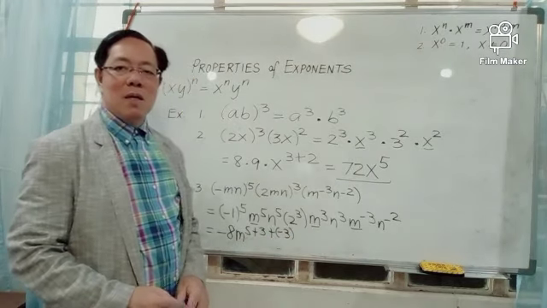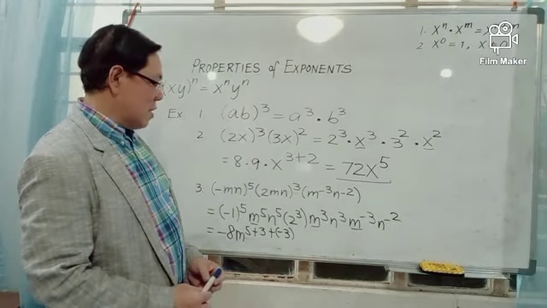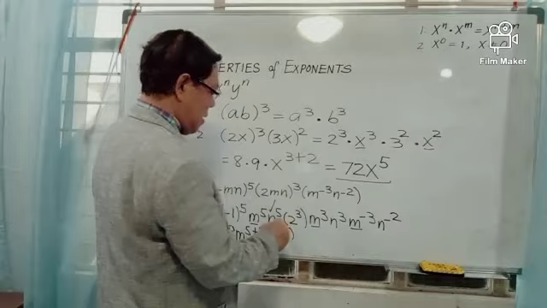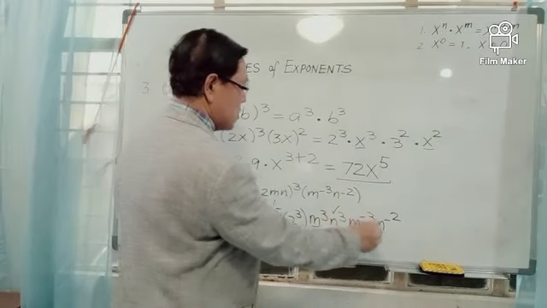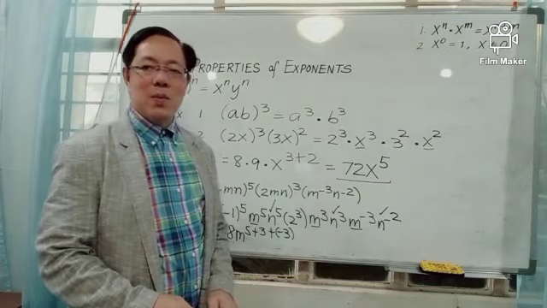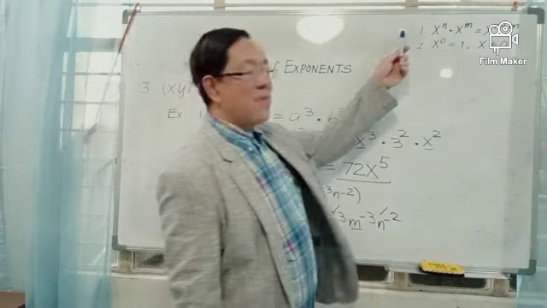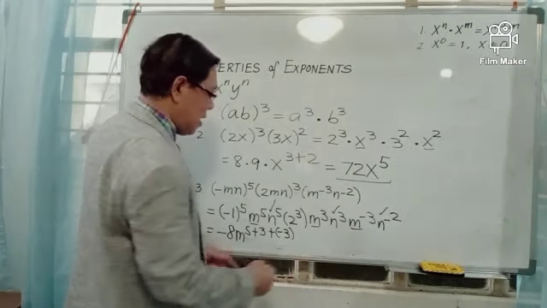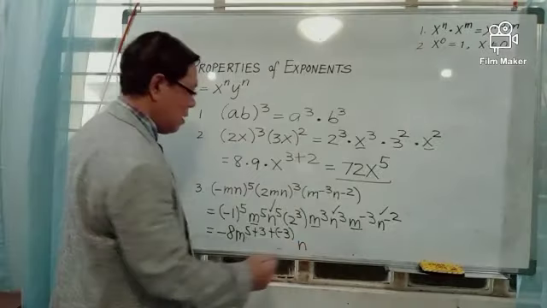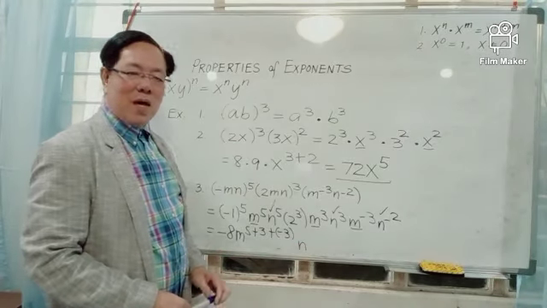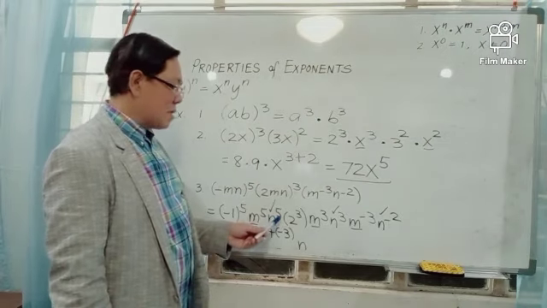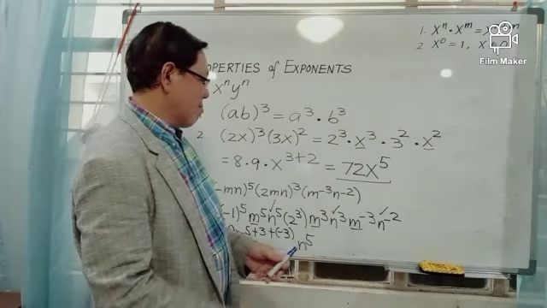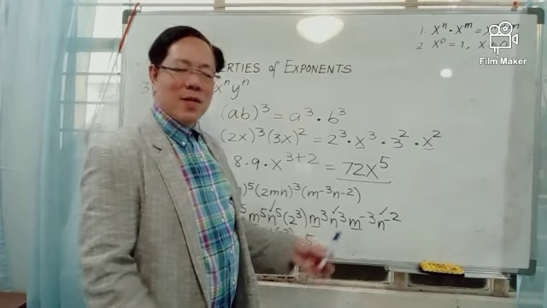Now we combine the literal coefficients with common base of n. n to the 5 multiplied by n cubed multiplied by n to the negative 2. And we apply the first property of exponent. Copy the common base n and add the exponents of n. Exponent of n here is 5. Exponent of n here is 3.